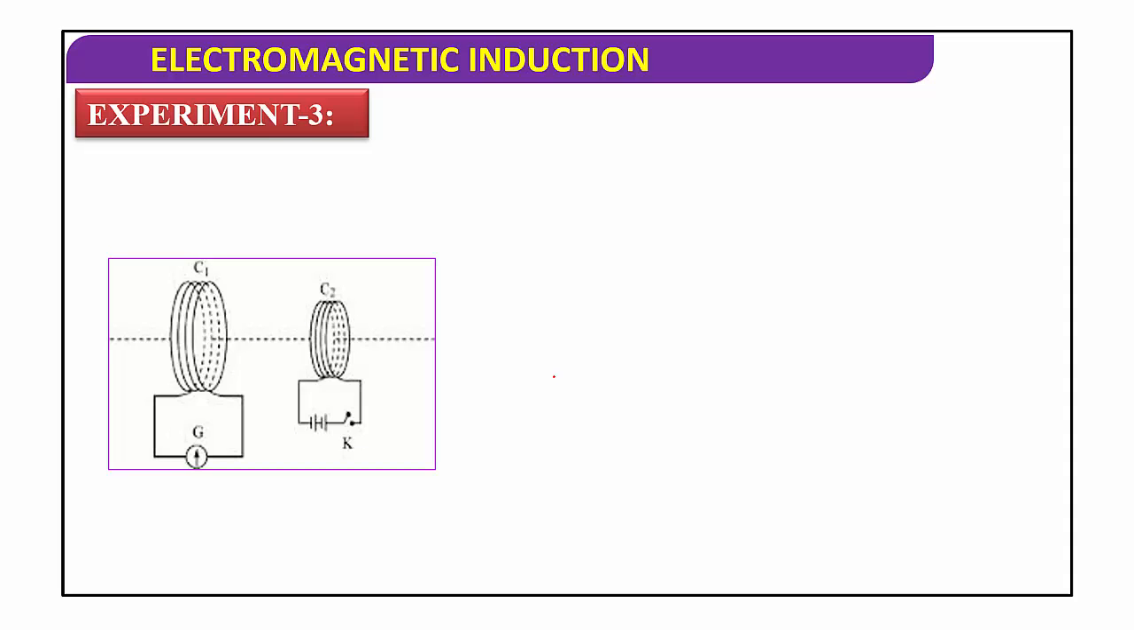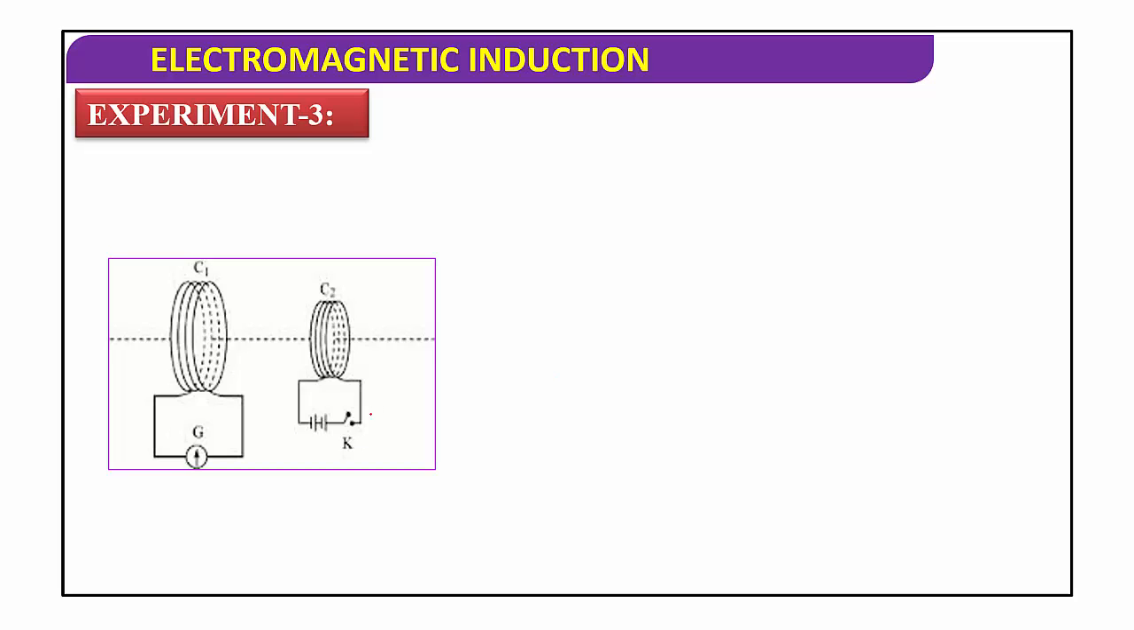So what is the construction of experiment 3? We considered two coils, C1 and C2. The first coil is connected to a galvanometer. The second coil is connected to a battery as well as a tap key. What is the use of this tap key?